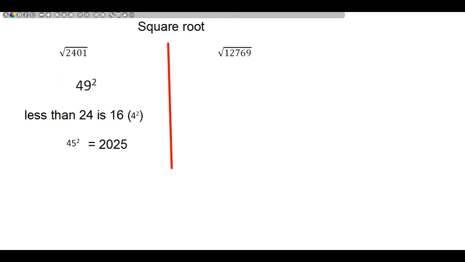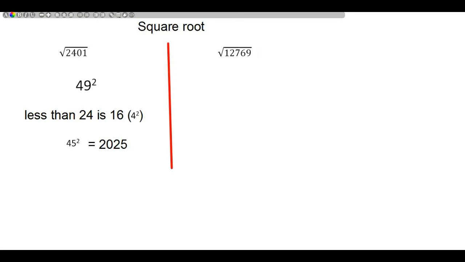Why? Because the number given is more than 2025. That means it is more than 45 square. If this number is more than 45 square, its square root will be more than 45. So 41 here is less than 45. That is the reason it is ruled out. And we can now say that the correct answer is 49. So 49 is the square root of 2401.